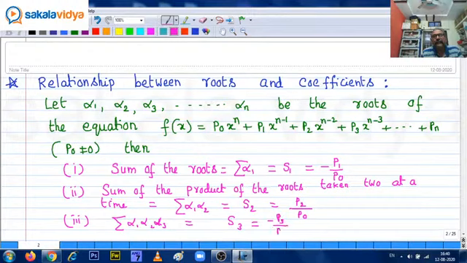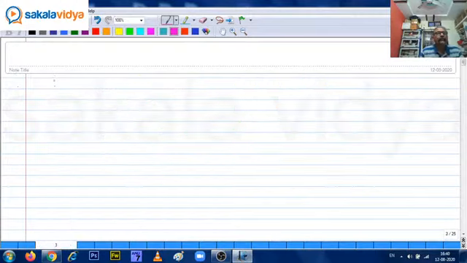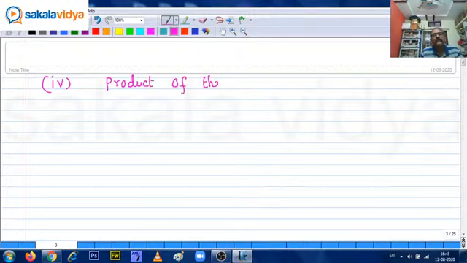Now you can observe a pattern in this one. Starting with minus, plus, minus. Next will be minus and so on like that. So now, the fourth point you can find out: product of the roots. That means the product of all roots is equal to alpha 1 into alpha 2 into alpha 3 into alpha n. This we can write as Sn.